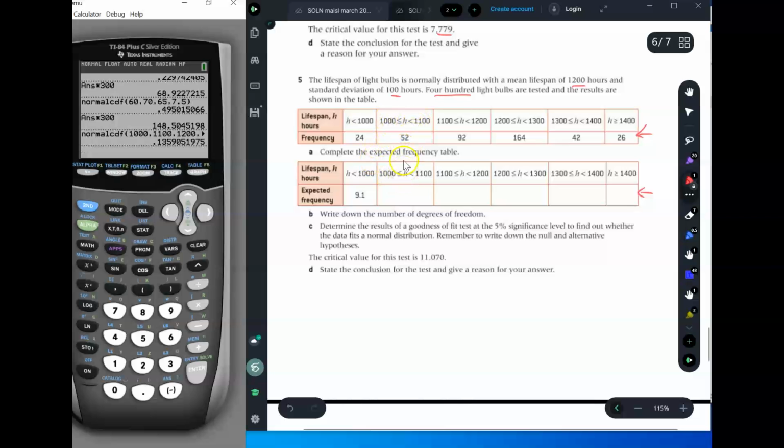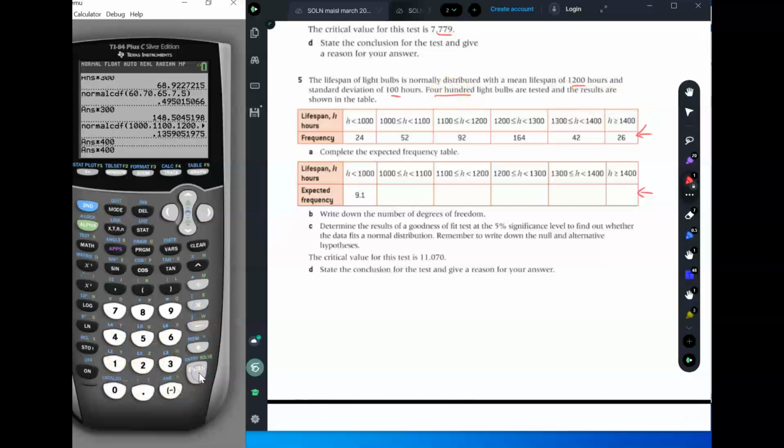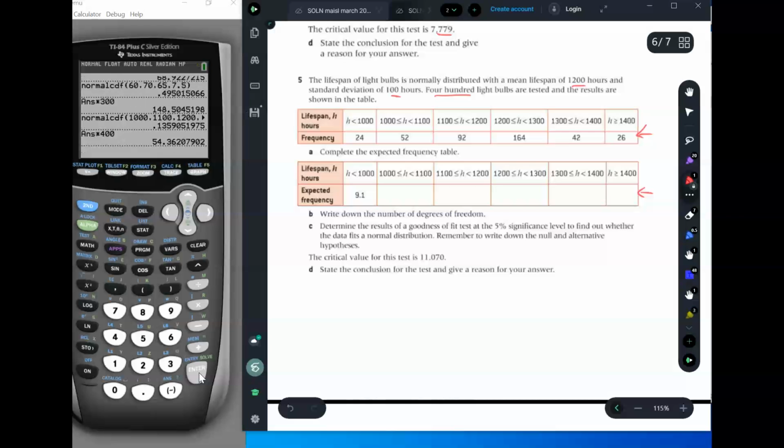What we want to know is, what's the expected frequency? This is the percentage or the probability. We're going to multiply the probability times the total number of light bulbs, which is 400. So let's multiply that times 400. And then it's going to be 54.36 or 54.4. If we're looking for one decimal place, looks like they're putting one decimal place here. Okay, let's do the next one, which is going to be 1,100 to 1,200.